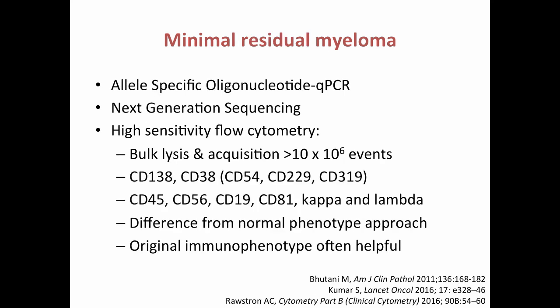Flow cytometry is one method available for the detection of minimal residual disease following therapy, and with recent modifications of the procedure, such as bulk lysis, can reach a sensitivity of 0.001%, or 1 cell in 10 to the 5. The first step is to identify plasma cells and then evaluate for the characteristic immunophenotypic abnormalities described earlier.